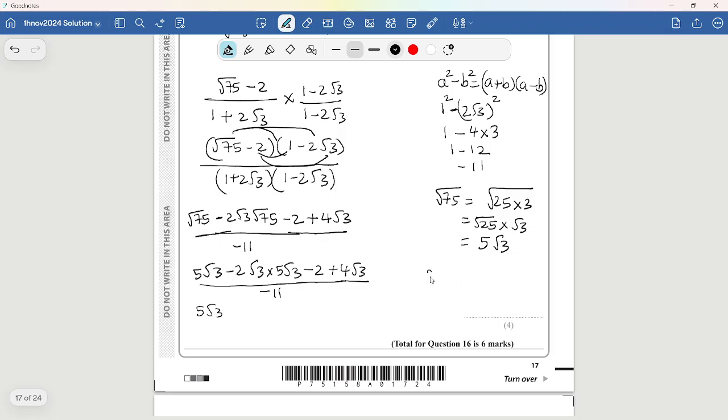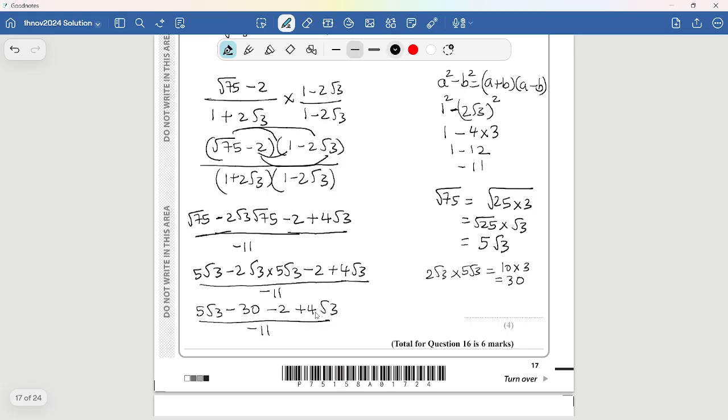So we've got 2 root 3 times 5 root 3 here, which is, you can multiply the numbers. 2 times 5 is 10, and then root 3 times root 3 is root 3 square, which is just 3. So this is 10 times 3, that is 30. So this number I have reduced to 30, but there is a minus sign here, so this is minus 30, and there is a 2 here, and this is plus 4 root 3 over negative 11.